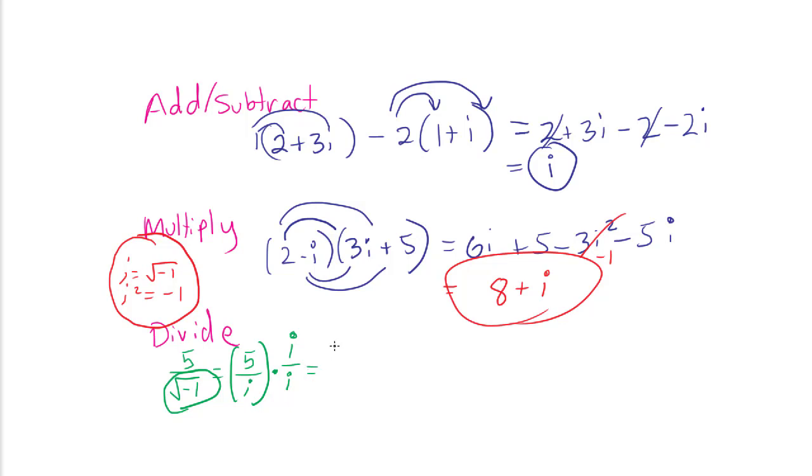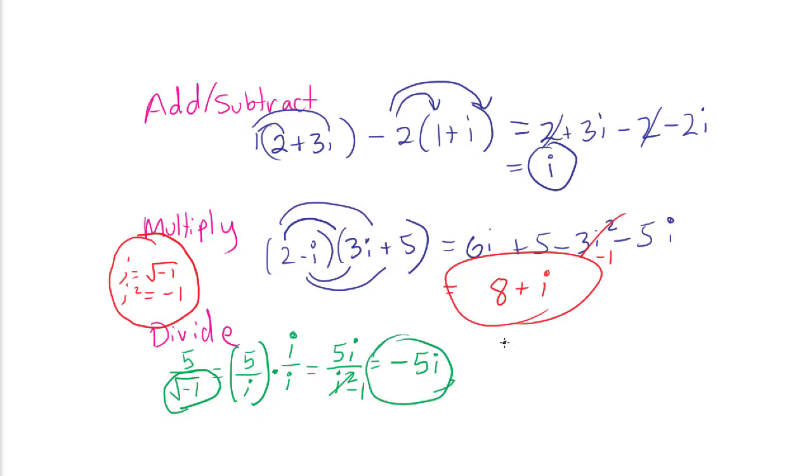But I'm recasting it now to 5 times i is 5i in the numerator, and i times i is i squared in the denominator, and we know that i squared becomes negative 1. So this becomes negative 5i. We got rid of the denominator, we got rid of the radical, and our answer for this division is minus 5i.